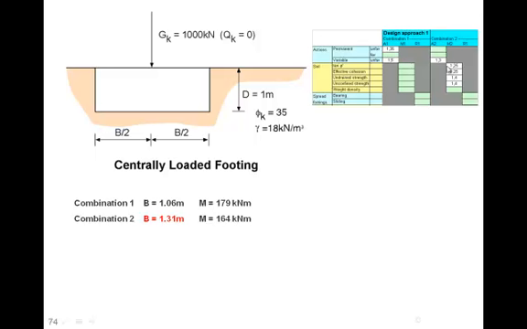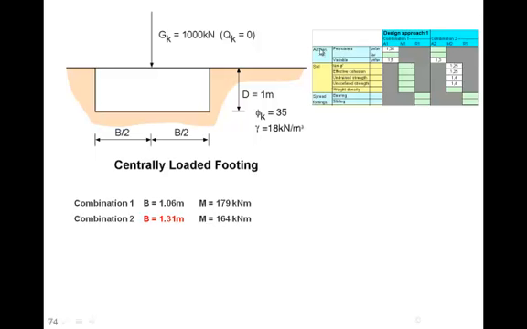When we do combination 2, on the other hand, we'd get a different width for the footing. We'd find it had to be wider, with a lower bending moment. How are we going to deal with that? Well, our final design has to be able to comply with both requirements. So the width of the footing has to be 1.31 meters at least.